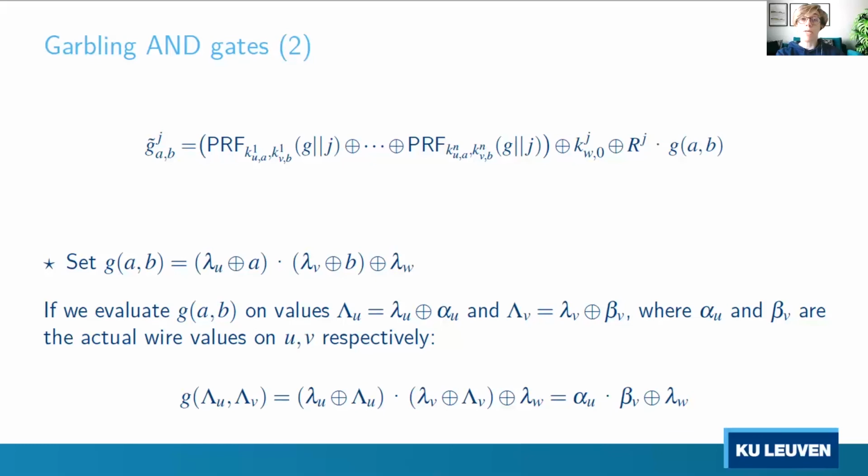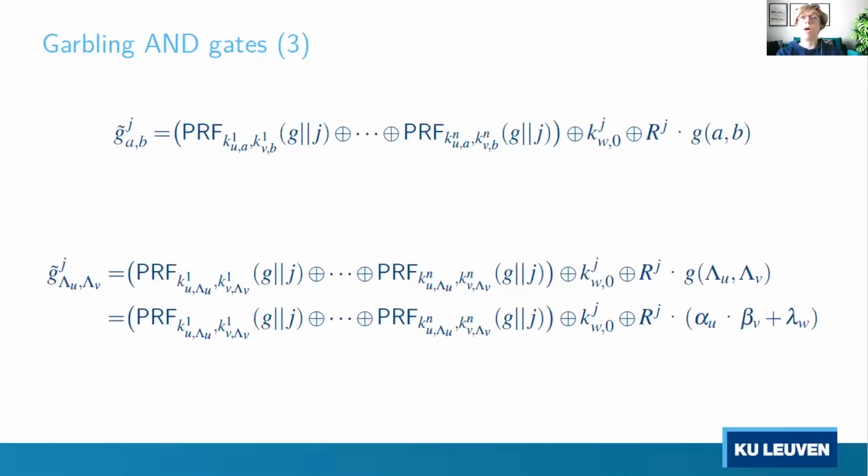Now, if we evaluate GAB using the external values that we have defined previously, Lambda_U and Lambda_V, we can see if we do the math, we obtain exactly the output masked value. So we obtain alpha_U times beta_V XOR lambda_W. Okay, so we can now replace GAB with this value that we have just defined.